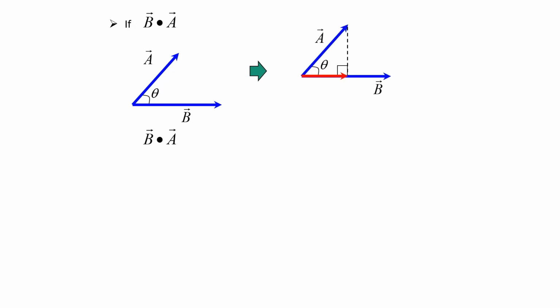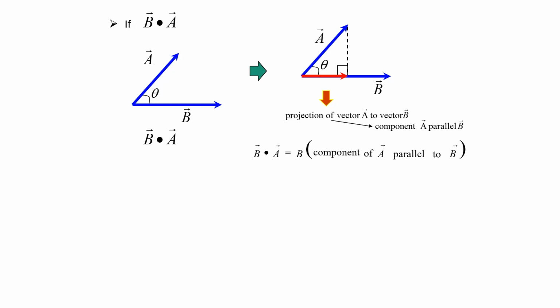If vector B is dotted with vector A, given that in the figure vector A and vector B have angle theta, when we do B dot A, what will happen? If you look here, vector A will be projected parallel to vector B as shown using the red vector. The red vector represents the projection of vector A onto vector B, or the component of A parallel to B.